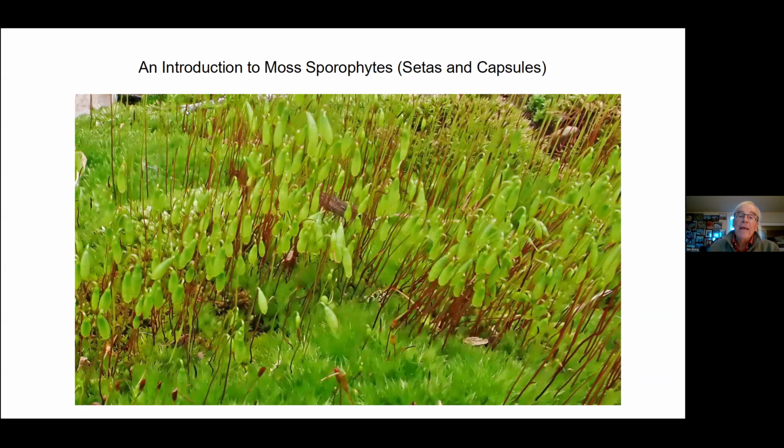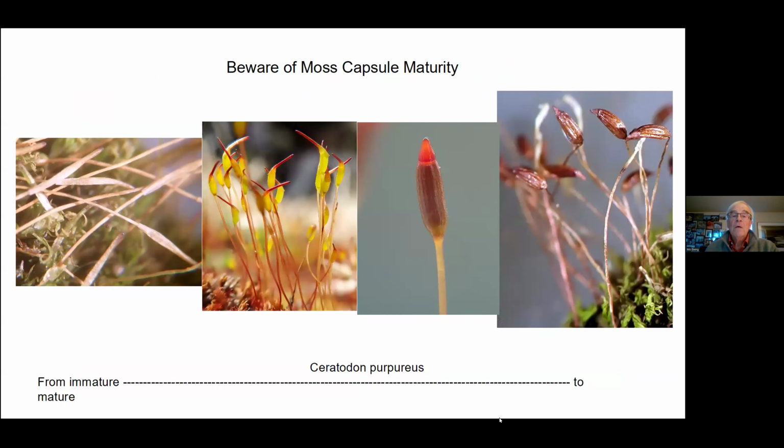Okay, so when you're looking at sporophytes, you've got to be a little bit careful because unlike vegetative characteristics, sporophytes change depending on how mature they are. And here we are with Ceratodon purpureus. We were talking about that earlier. Ceratodon is a perfect example of how different capsules can look whether they're mature or not.